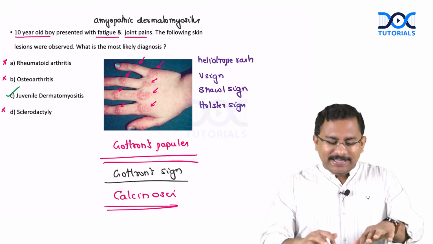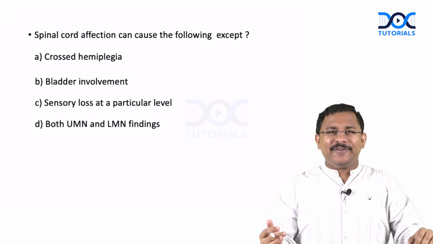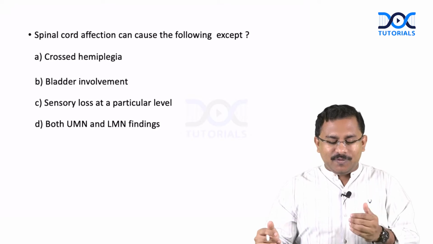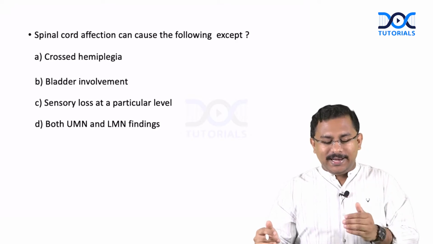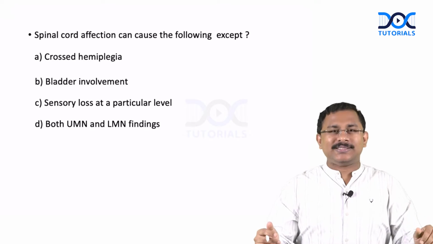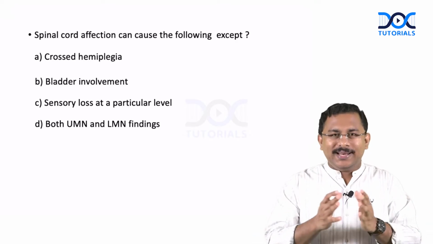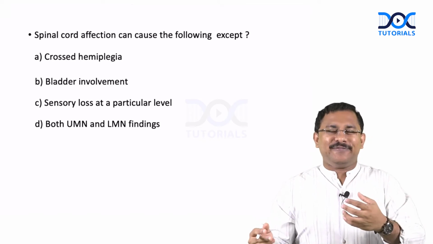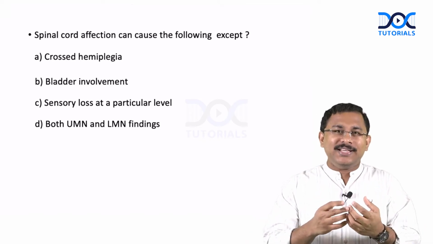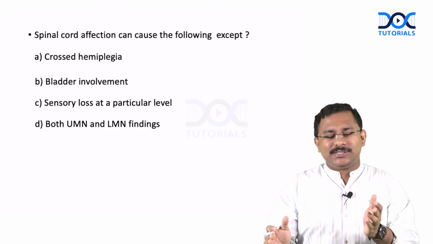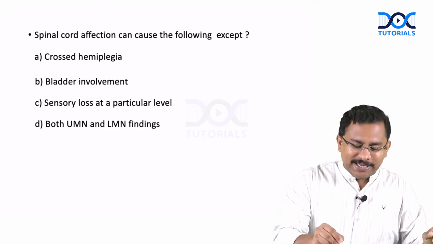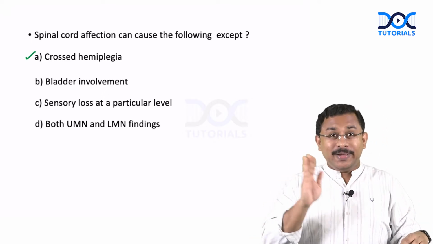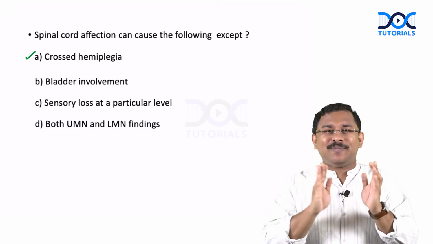Very simple. The next question: spinal cord affection can cause all the following except: crossed hemiplegia, bladder involvement, sensory loss at a particular level, both UMN and LMN findings. Well, if you look at the options, this is actually a very simple one, because often when I have taught you about stroke localization in the video modules, I have used this term crossed hemiplegia many a time. So what is this term crossed hemiplegia? Remember, crossed syndromes of the brainstem.